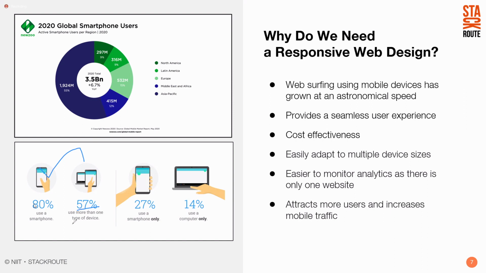57% are using more than one type of device. We are all falling under this category; we use our laptop, desktop, and smartphone. 27% of people use only smartphones, and 14% use computers only. I'm not sure about this; it may have reduced also. So definitely, with responsive web design, web surfing in all types of devices is in use. For that, you need to make your application adapt to all types of devices. It provides a seamless user experience, of course.